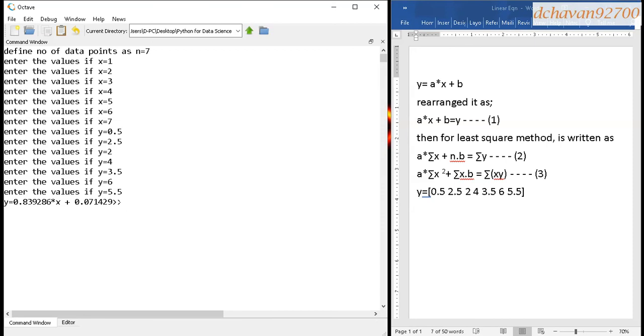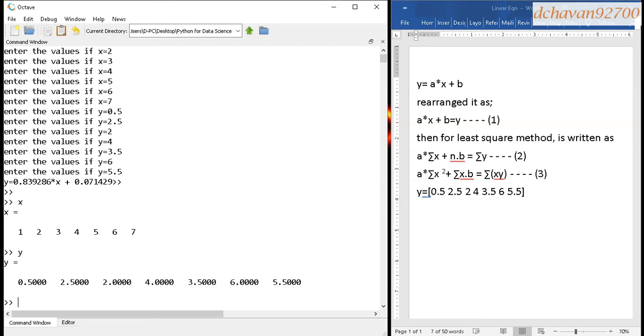So this is our answer. That is, the value of A is 0.839286 and value of B is what? 0.071429. How to cross check it? Okay, just hit enter, it shows the values of x. Just hit enter, it shows the values of y. Now we have to run the solver. So solver is what? Polyfit, open bracket, first we have to define the value of x, then value of y, and then as this is a linear equation, its degree is what? 1. So hit enter.